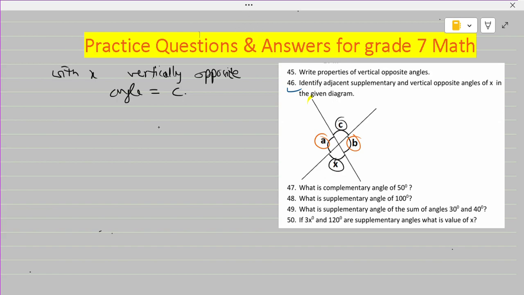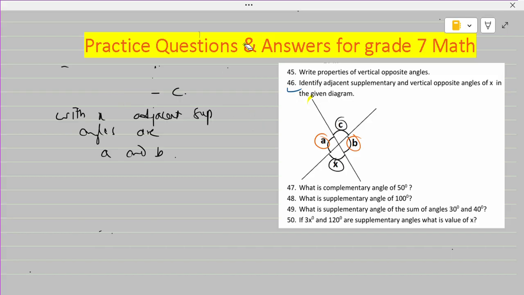So with X, the adjacent supplementary angles are A and B. So that is number 46, and I go on to number 47. So let me clear this.